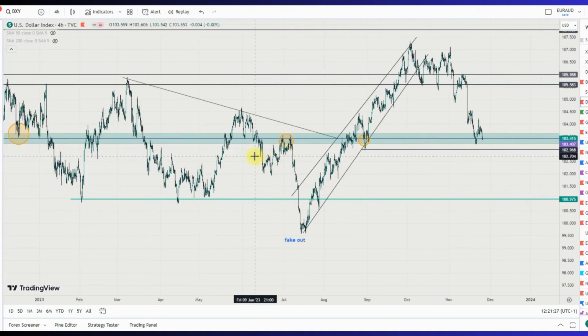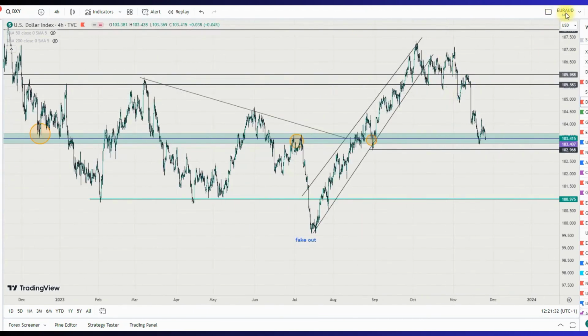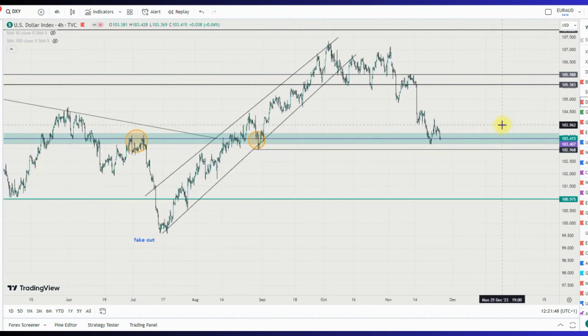But for now, what I can see here is price is at the 50% Fibonacci retracement, and then we might have a rejection at this particular area. So let's see how price reacts to this area next week. The first pair I want to check is the commodity, which is gold.